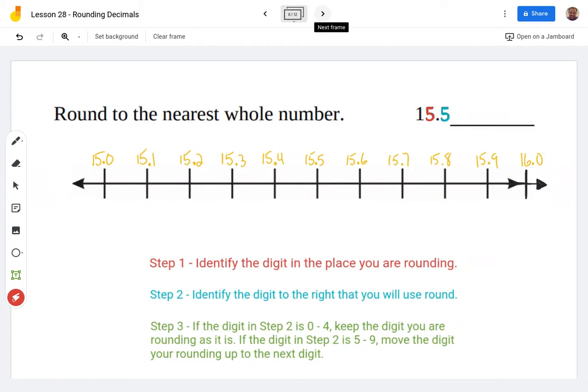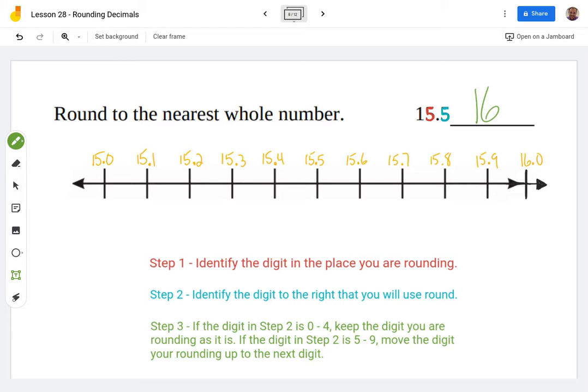All right, one more example before you try some. Here we're asked to round to the nearest whole number again. Well, in step 1, identify the digit that we're rounding. That's a 5 in the ones place. Step 2, identify the digit to the right that we will use to round. That's a 5 in the tenths place. And in step 3, if the digit in step 2 is between 5 and 9, and in fact 5 is between 5 and 9, move the digit you're rounding to the next digit up. So the next digit from 5 is 6, making our final rounded up answer 16.